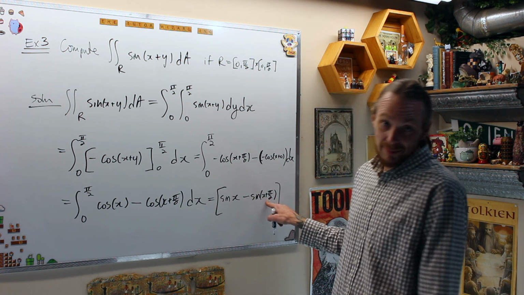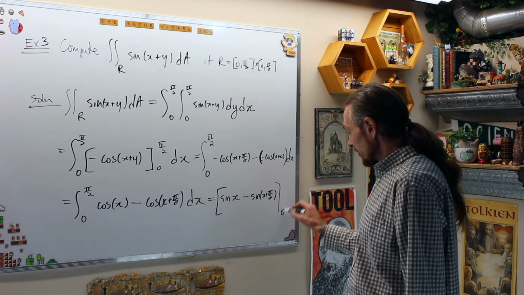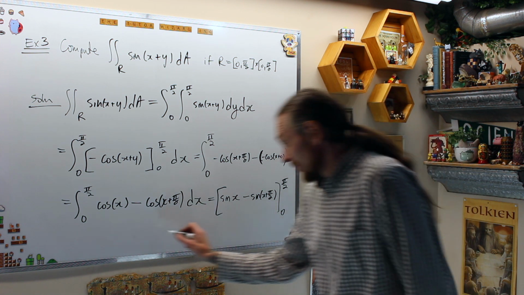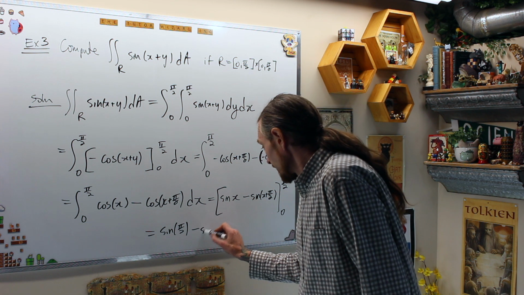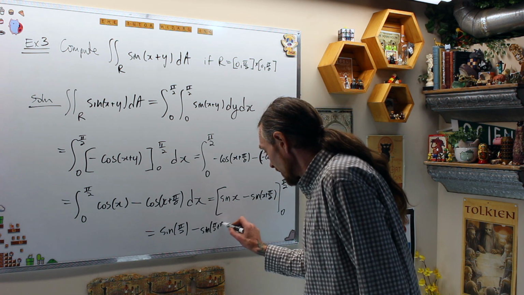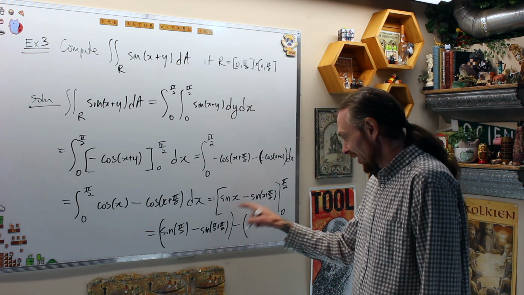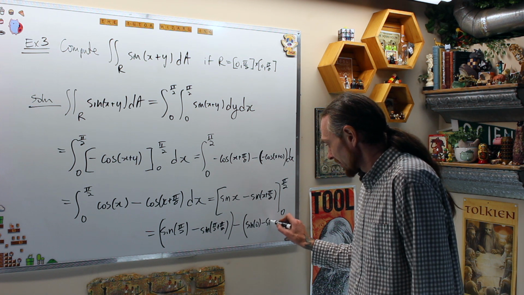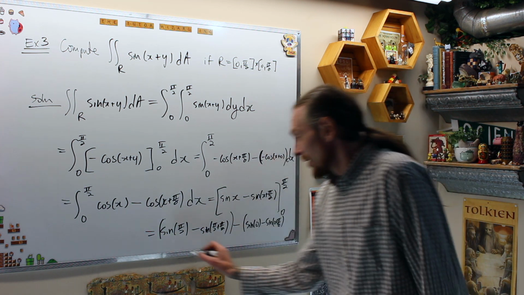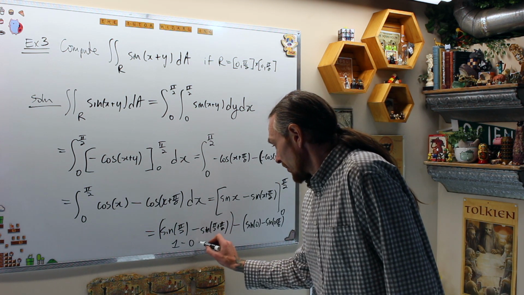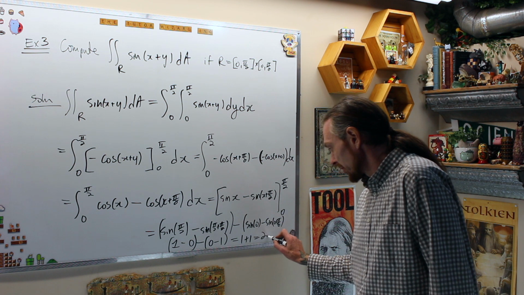evaluated at, technically that's a baby substitution rule. w equals x plus pi over 2, dw equals dx, from 0 to pi over 2. And that is going to give me sine of pi over 2 minus sine of pi over 2 plus pi over 2, minus, be careful, sine of 0 minus sine of 0 plus pi over 2. I like what happened there cleverly. That gives me 1 minus 0 minus 0 minus 1, which gives me 1 plus 1, which is 2.